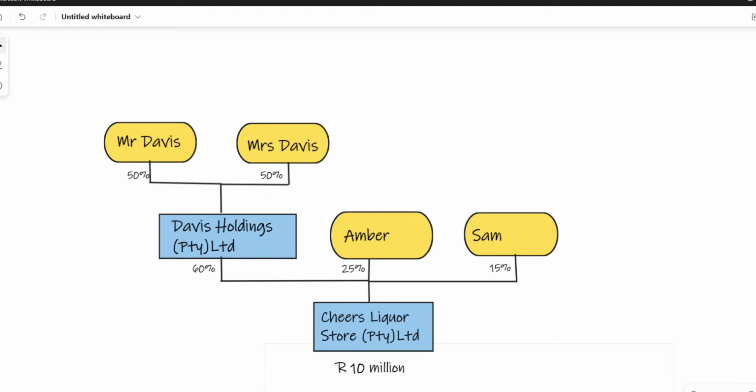So as a quick recap, we're dealing with Cheers Liquor Store, which is worth 10 million rand. And we know that there are three shareholders in that company. There's Sam, who's an individual who holds 15%, Amber 25%, and the Davis Holding Company, which holds the majority at 60%. And that's basically held by Mr. and Mrs. Davis in equal parts.